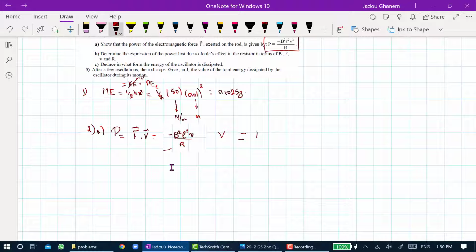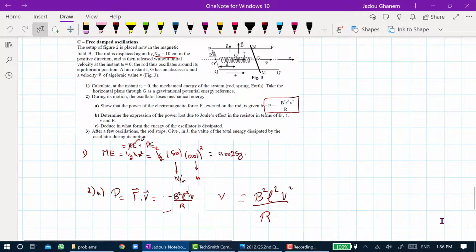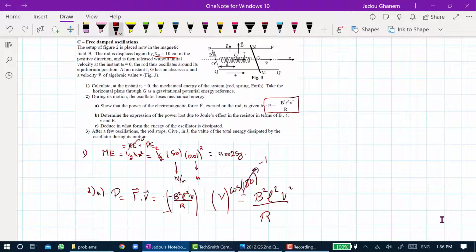Here we must get B square L square V square over R. That's the result. Note that once we want to find the power, it is the velocity vector multiplied by the force vector, and it's a dot product. So once we substitute F, which is minus B square L square V over R, multiplied by the velocity vector V, the dot product is F times V times cosine of the angle. The force is backwards, the velocity is forward, so the angle is 180, which gives minus 1. The result will be plus B square L square V square over R.